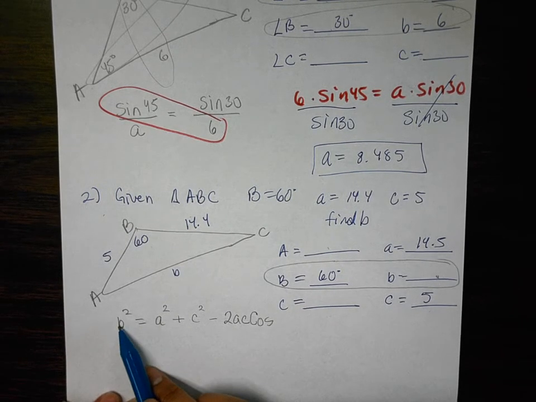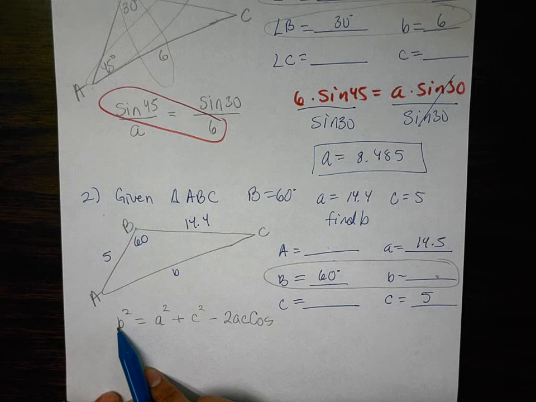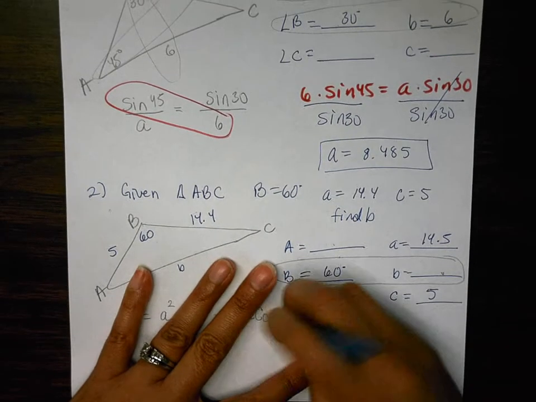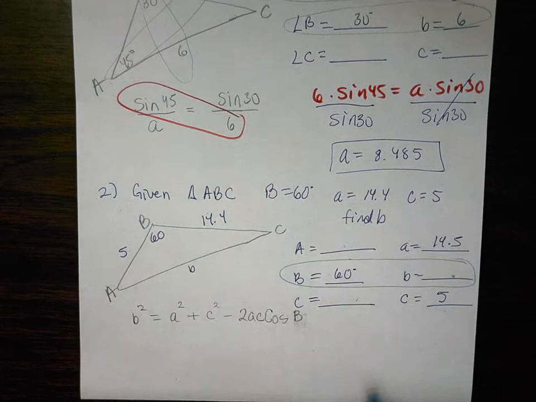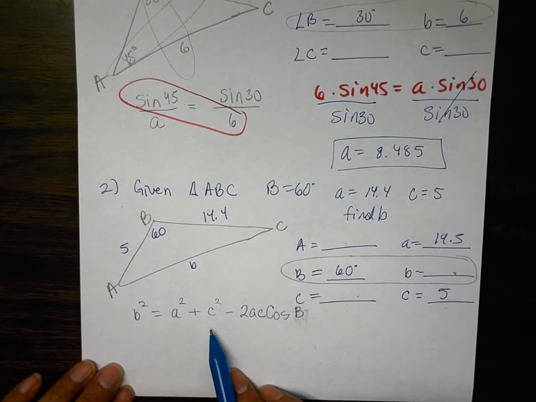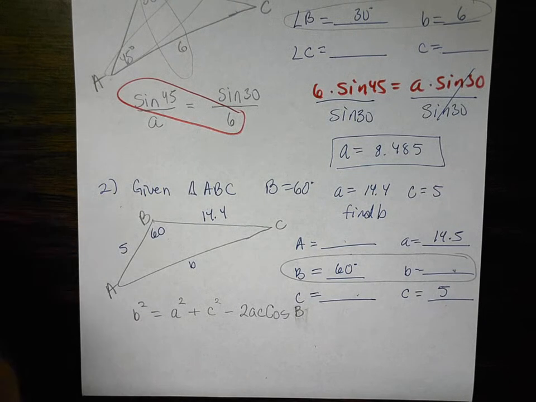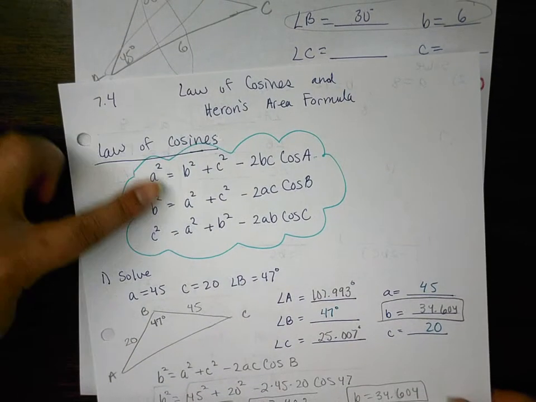Cosine of the angle that corresponds with the side I'm looking for. What side am I looking for? I'm looking for side B, so I'm going to use angle B, and then you can plug the numbers in on your own. Okay, B squared equals A squared plus C squared minus 2AC cosine B.